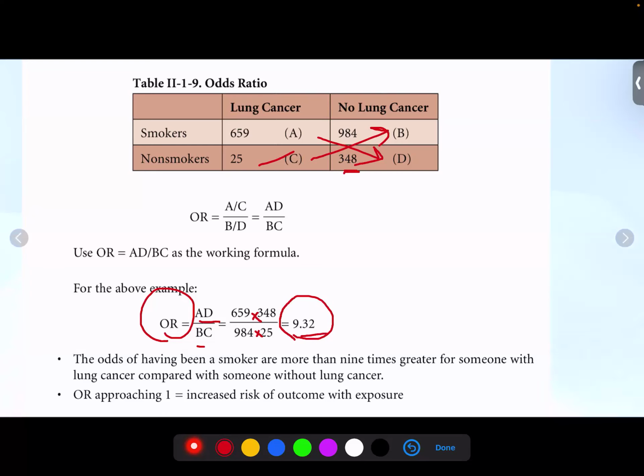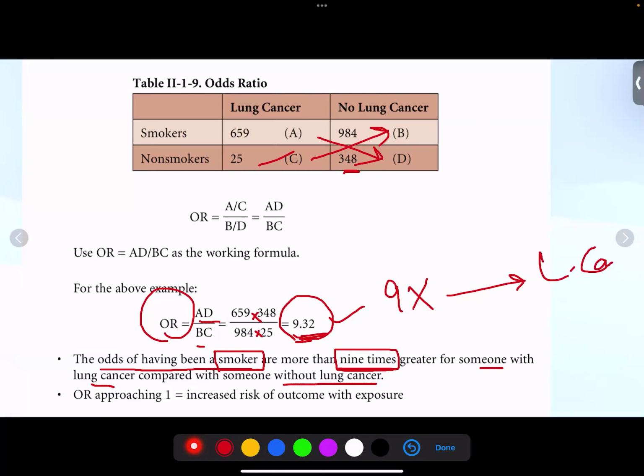So what does this 9 mean? It means that the odds of having been a smoker are more than 9 times greater for someone with lung cancer compared with someone without lung cancer. Individuals who are smokers have 9 times more chances of getting lung cancer. This is how you diagnose the causal relationship between the exposure, the risk factor, and the disease.